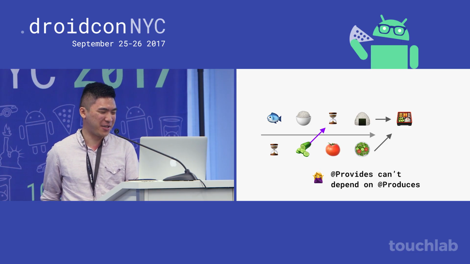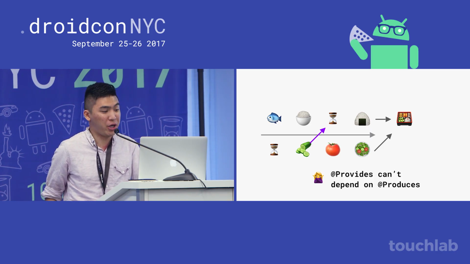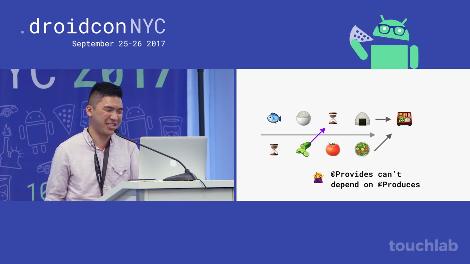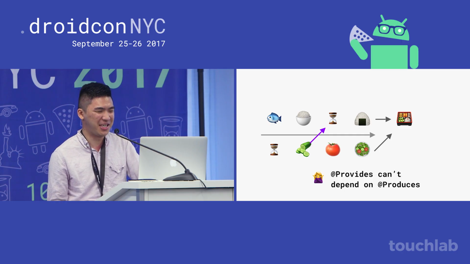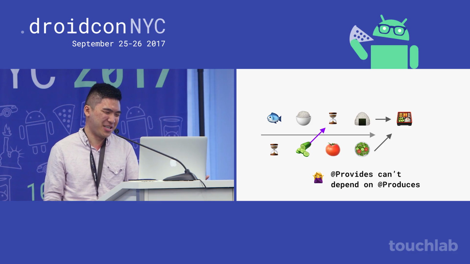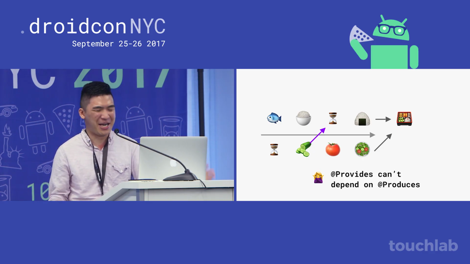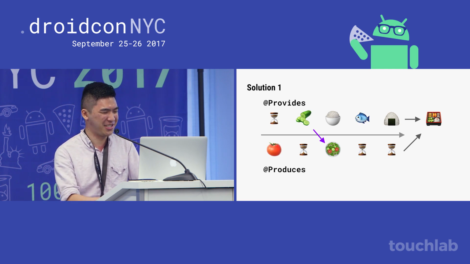So provides can't depend on produces, and that means if you want to move, say, OkHttp to a background thread, but all over your activity code you have @Inject of whatever service, like say for us, I guess it would be Tumblr service, you can't do it because your @Inject requires app provides. So now I have to move Tumblr service off to the background thread, and it's just annoying.